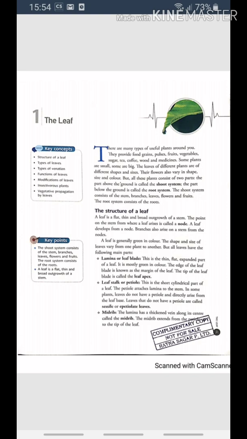Now children, see what are insectivorous plants. So insectivorous plants are pitcher plant, bladderwort, Venus flytrap. Vegetative propagation of leaves. Some plants do not produce seeds. Also, the seeds of some plants do not germinate.